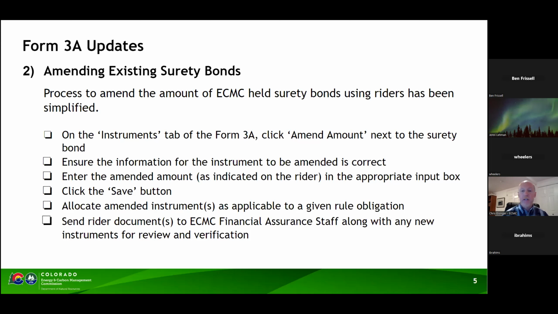So if it's a plugging type bond that you amended and you're going to apply that to your new plugging financial assurance obligation, you would allocate that in the Rule 702 section. I do want to emphasize you need to send rider documentation to the ECMC financial assurance staff, along with any other new instruments, as the staff needs that in order to review and verify and ultimately approve the Form 3A.